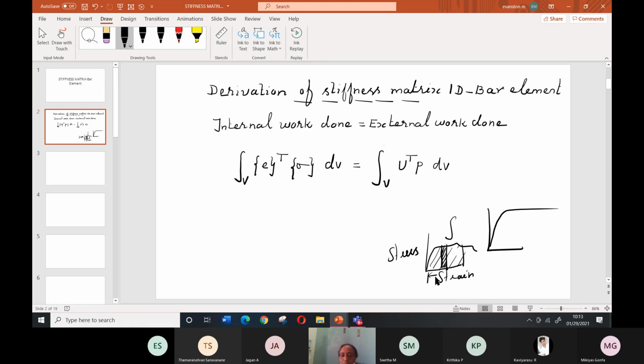Let us take this is equal to, it is happening over a bar of length L. So you have to integrate over the length, and if it is for the volume, then you have to integrate for the whole volume. You have to take a small strip and integrate it. That's what I have taken. I have taken a small strip and integrated over a volume to get the total work done in the volume.